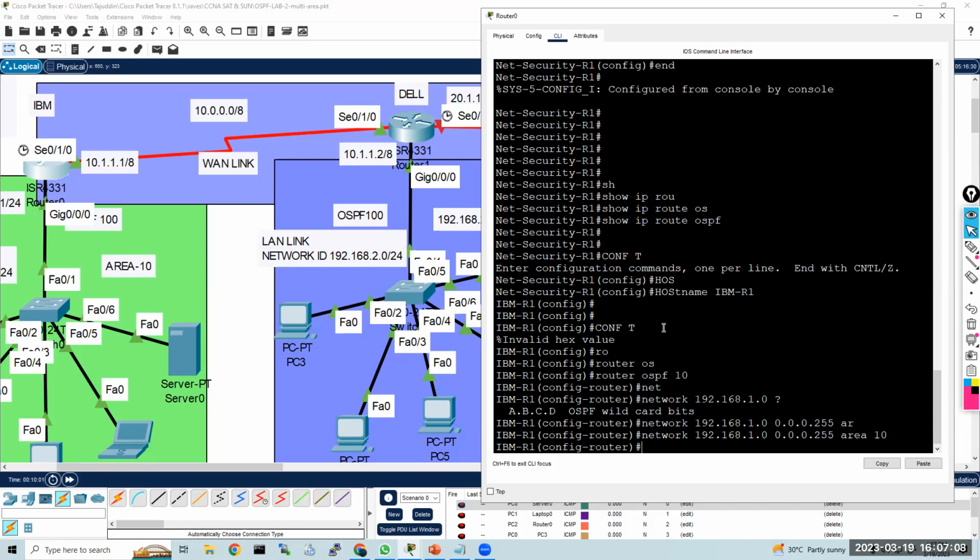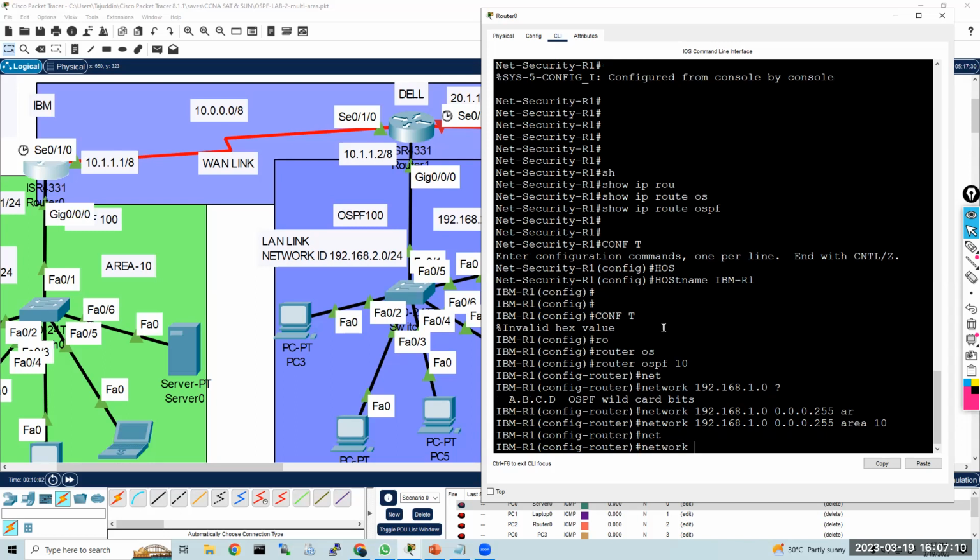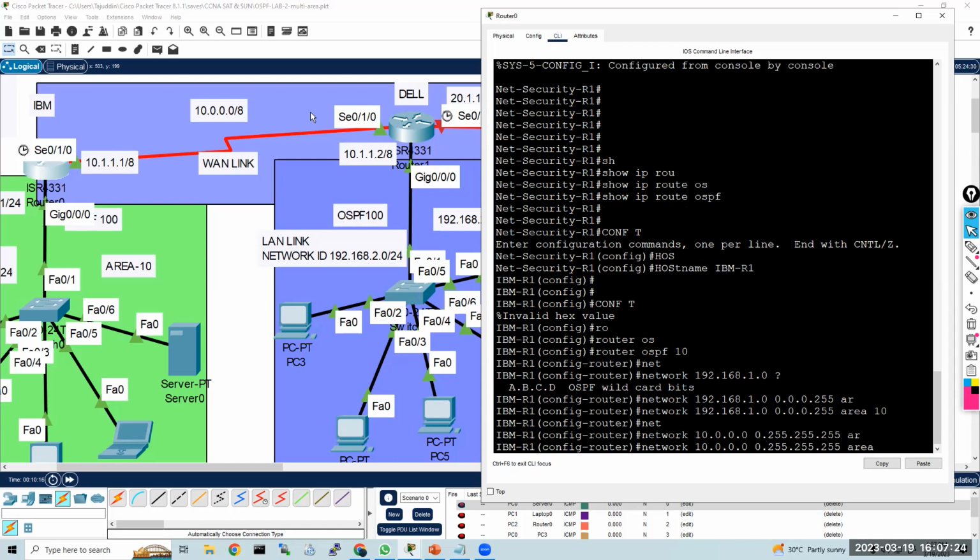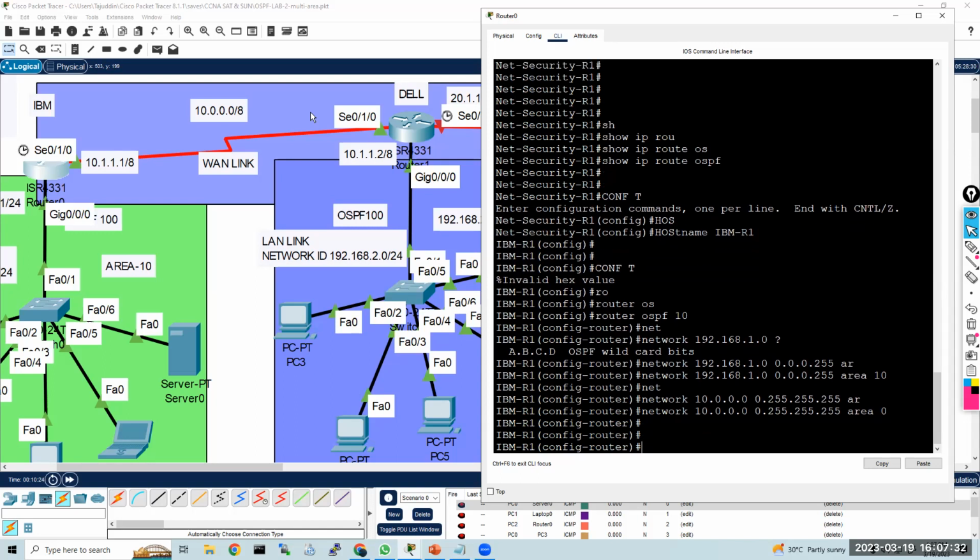Yeah, understood. Now, one more network. Which network? 10 network, right? You can see my cursor there. 10.0.0.0 and give the wildcard mask. Wildcard mask for this is 0.255.255.255. And this should be which area? Area 0. Perfect. It should be area 0, right? Yes. Now this is done here.